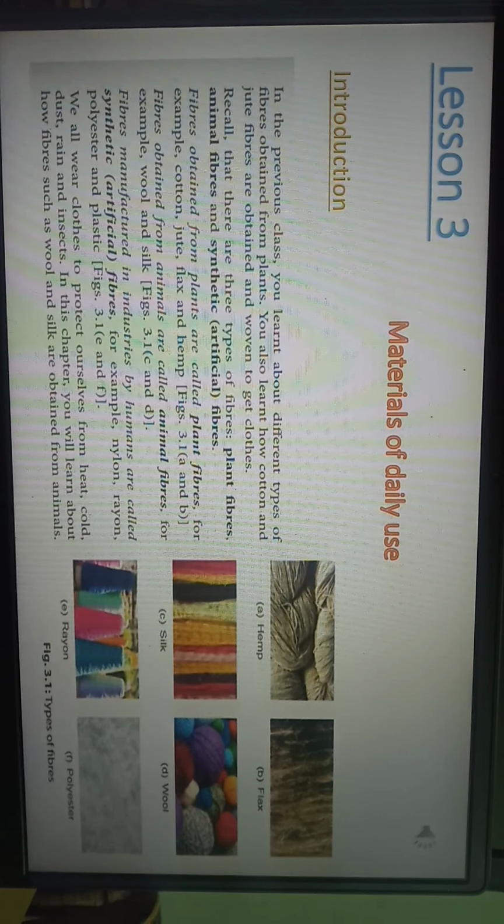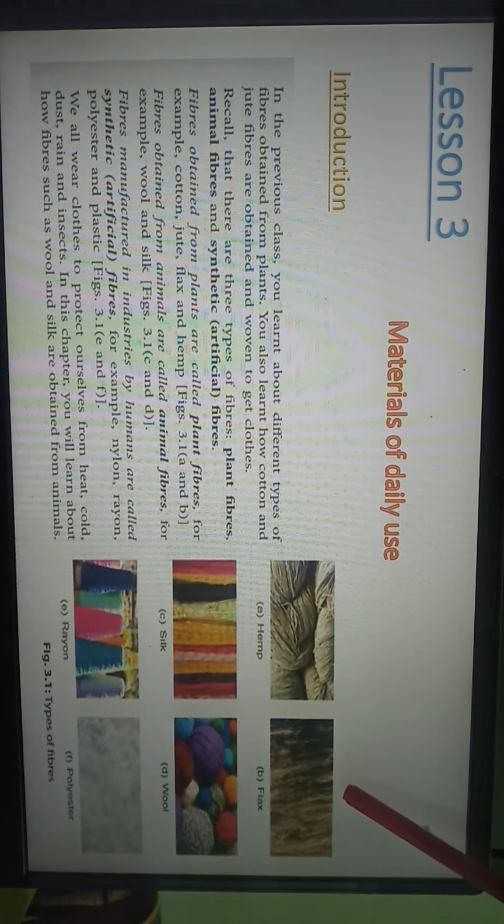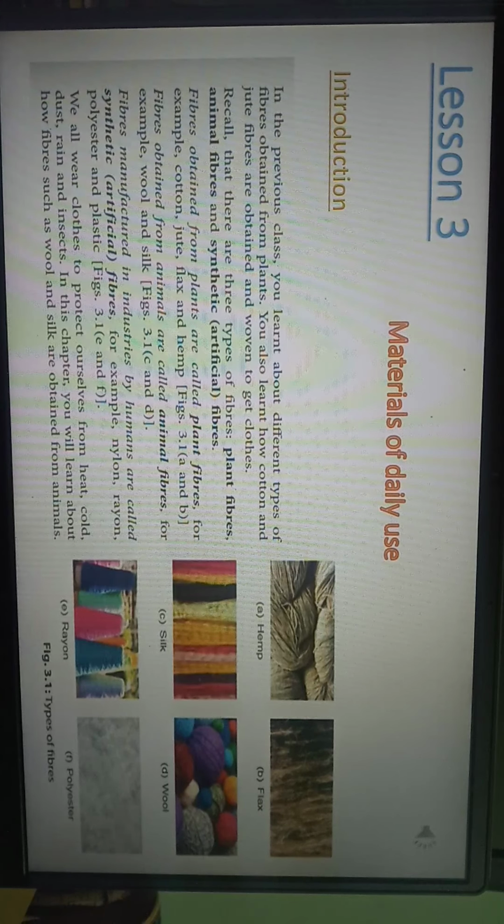Now, what are plant fibers? Plant fibers are those fibers which are obtained from plants. Very simple, isn't it? Examples: cotton, jute, flax, and hemp. Here you can see the diagram. The picture is shown over here. It is the picture of hemp and flax, isn't it? So hemp and flax are plant fibers. Four examples of plant fibers are cotton, jute, flax, and hemp.